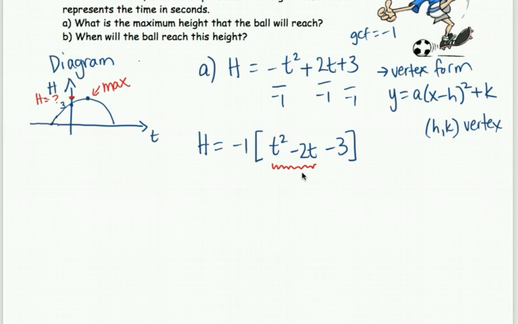So we're trying to think of, take this number and divide by 2, and then square it. If I take that number and divide by 2, I get -1. Again, if you want to do the thing on the side here, b is -2.